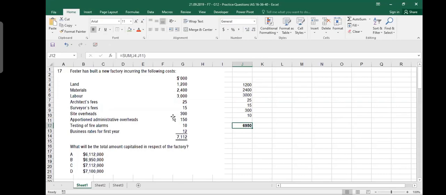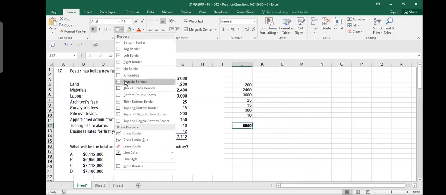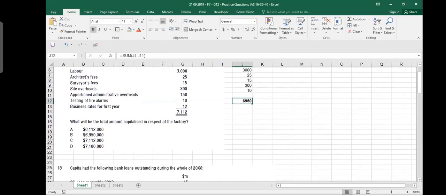You know, when you make a construction, you set up some office there. In that office, your supervisors are sitting, your project engineer is sitting. So those are your site overheads. Yes, thank you. So 6950 should be your answer. Very simple, short question. Number 2.